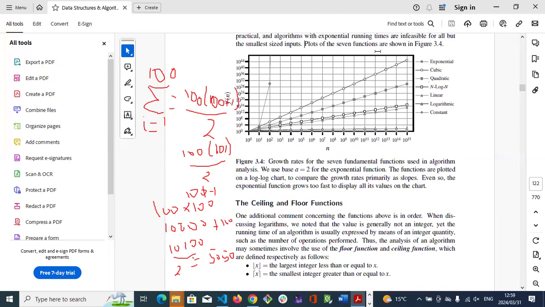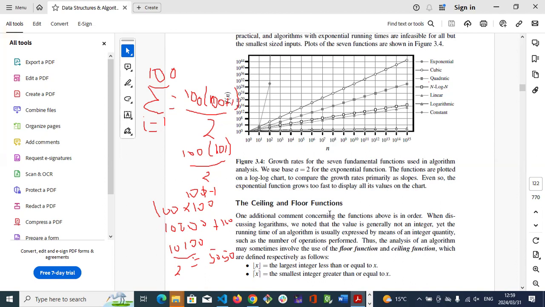In the plot of the 7 functions shown, you can see the exponential one, which goes straight up, shooting up. And then we have the cubic, which grows steeply. And then we have the quadratic, which goes up. And then we have n log n, which is just a little bit above the linear. And then we have the linear, and then we have the logarithm, which is down here. And then we have the constant, which goes straight along the same line.